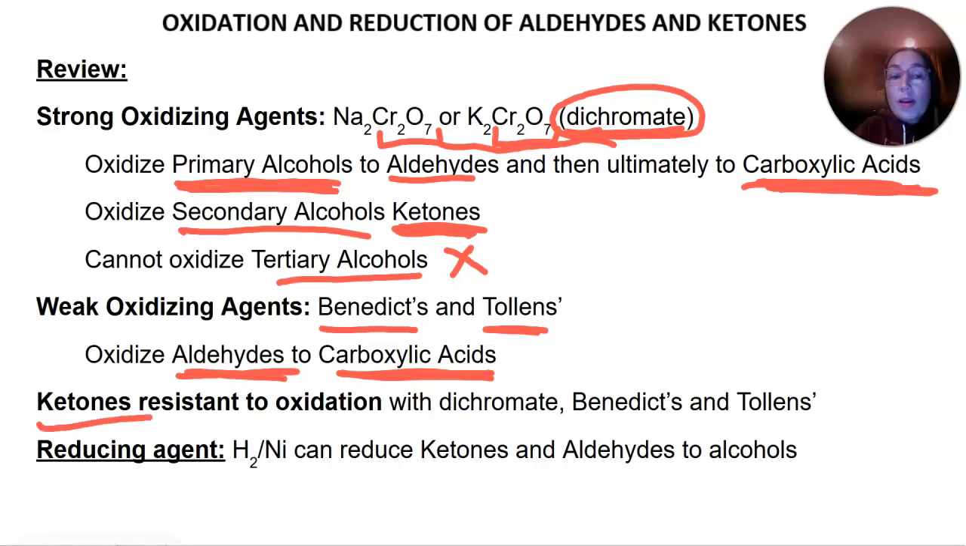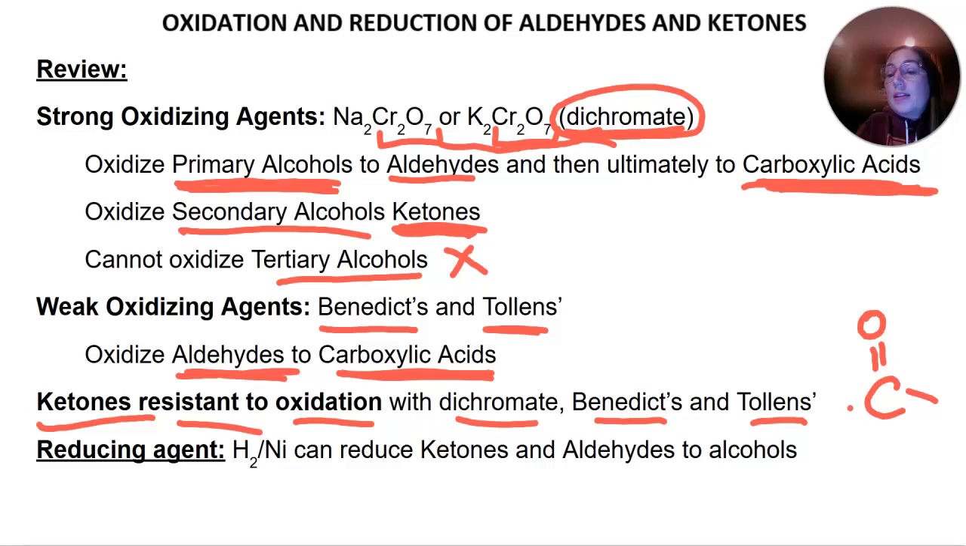Ketones in general are quite resistant to oxidation, particularly with these. Dichromate and Benedict's and Tollen's will not be able to further oxidize a ketone. When we think about a ketone, it has two bonds to that C double bond O, and it has bonds to carbon on either side. So it doesn't have a bond to hydrogen that would allow it, like an aldehyde, to be able to be oxidized. So they're pretty resistant. Doesn't mean that there aren't some reagents for it, but these will not do the trick.